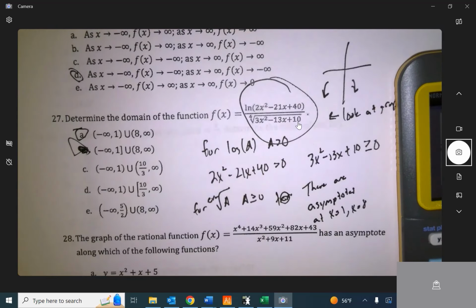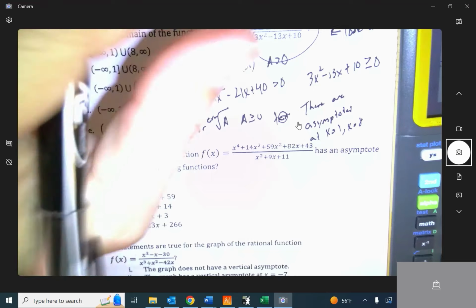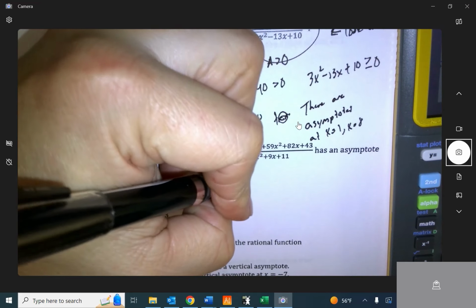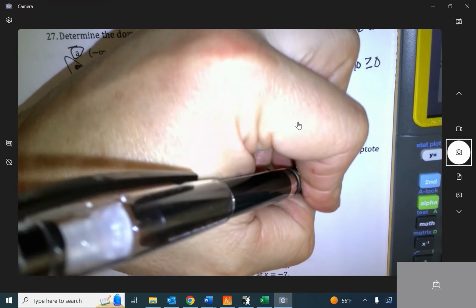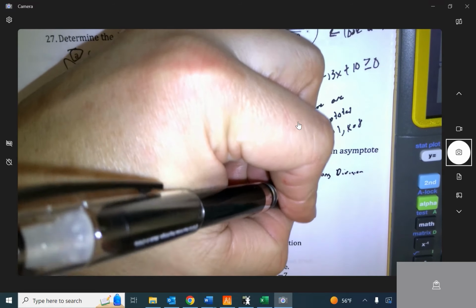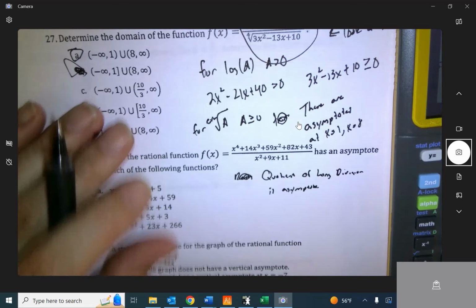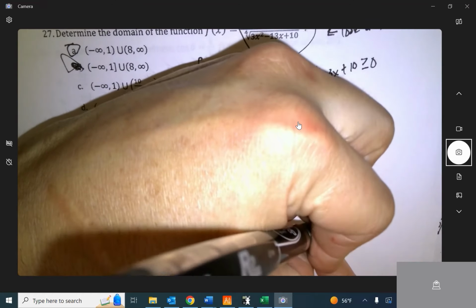The graph of the rational function, blah, blah, blah, has an asymptote along which of the following functions? This is best done with long division. The quotient of long division is the asymptote. So it's a hideous looking thing. We can also do the whole y1, put the answer in y2, and we'll check it. So let's do this hideous math.